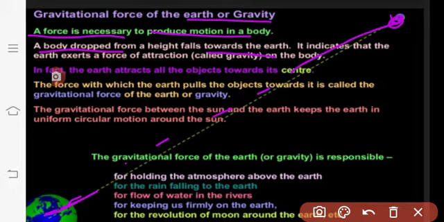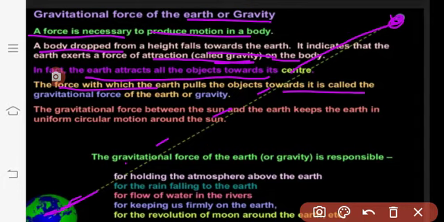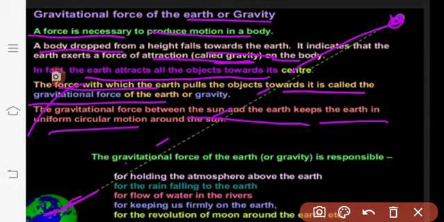It means the earth exerts a force of attraction on the body. This is called gravitation. The earth attracts all objects towards its center, and the force with which the earth pulls all objects towards its center is called the gravitational force of earth, or gravity. Gravitational force between the sun and earth keeps the earth in uniform circular motion around the sun.